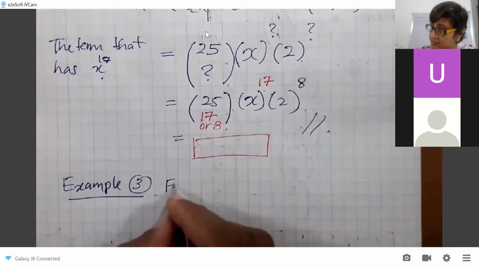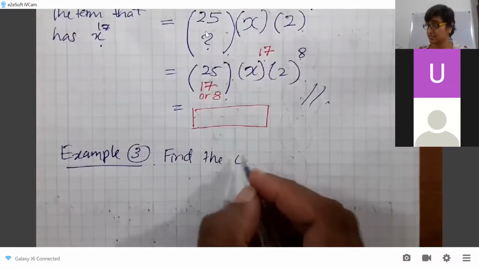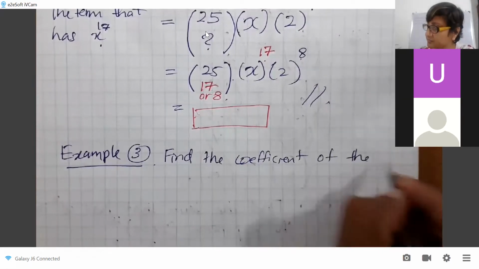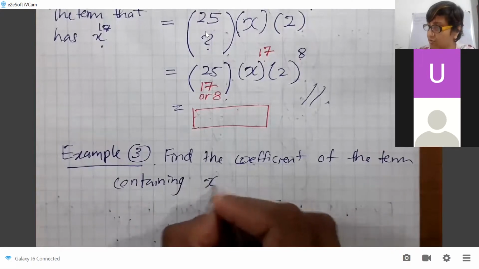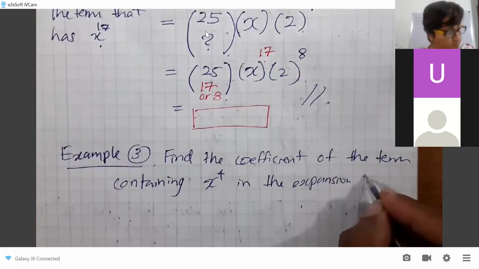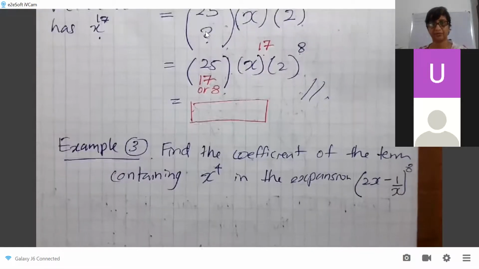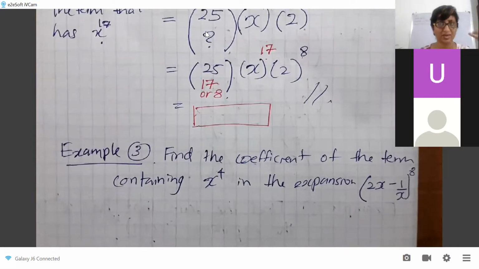Find the coefficient of the term containing x to the power of 4 in the expansion of (2x - 1/x) to the power of 8. I want you to find the coefficient of the term containing x to the power of 4. So first let's find the x to the power of 4 term. And then we can just take out the coefficient in the end. Okay. So let's find the term.